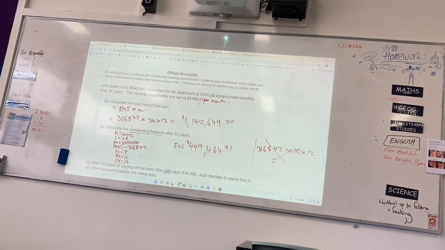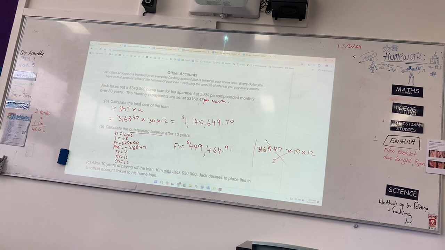All right, let's see what happens in this story. It's like worthy of a TV show, this story. After 10 years of paying off the loan, Kim gifts Jack 30 grand. Jack decides to place this in an offset account linked to his home loan. Part 1. Calculate the balance of the loan immediately after the $30,000 is deposited.